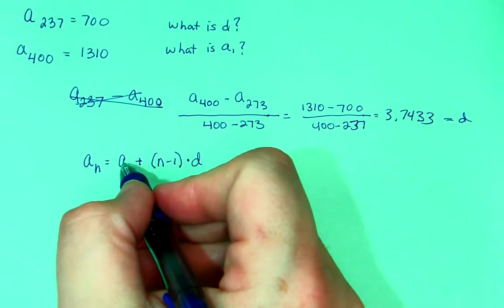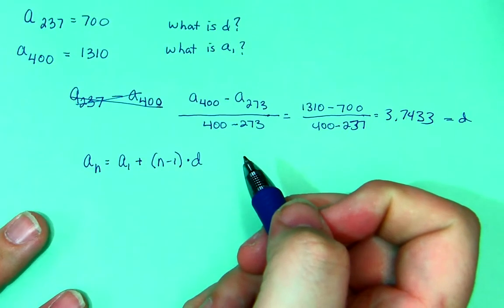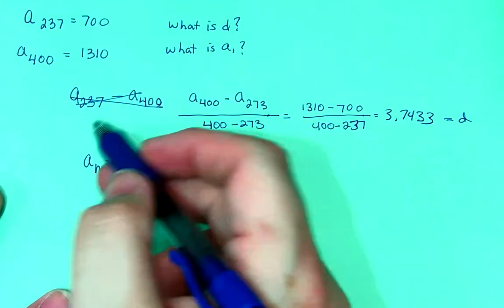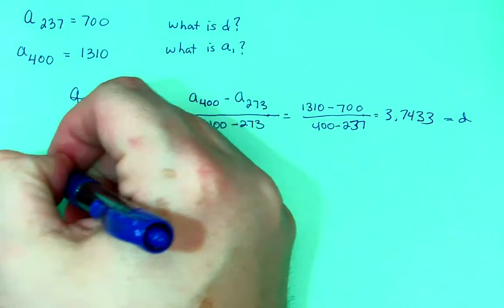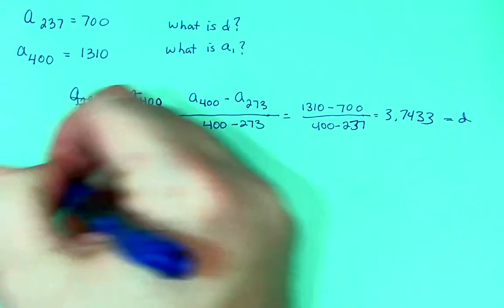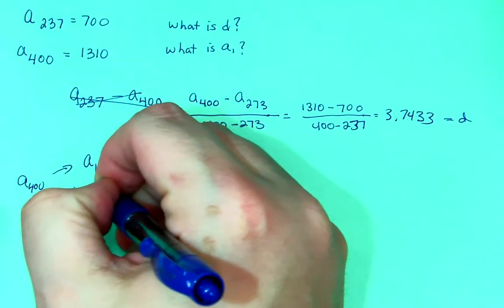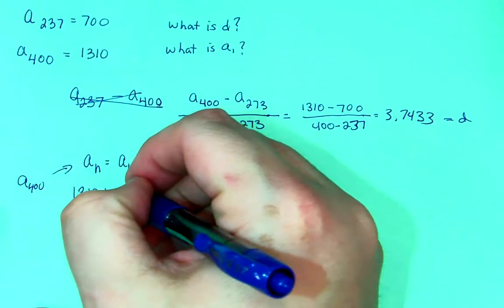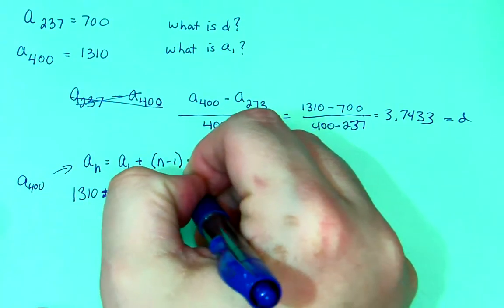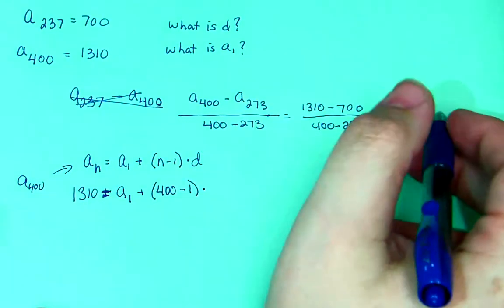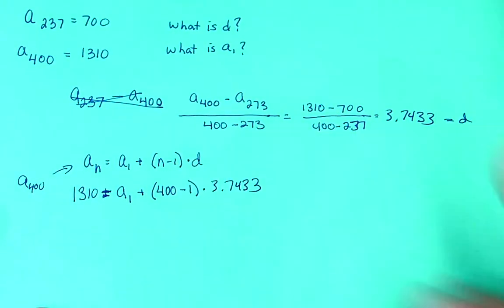And we want A sub 1. So what we can do is put this into the calculator and say, alright, I'm going to use A sub 400. A sub 400 is 1,310, which is equal to A sub 1 plus 400 minus 1 times my D value, which was 3.7433.